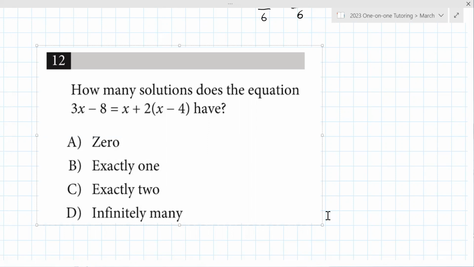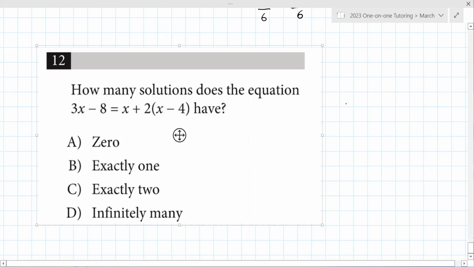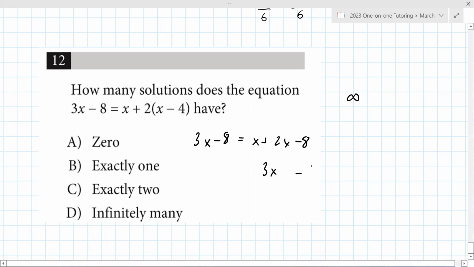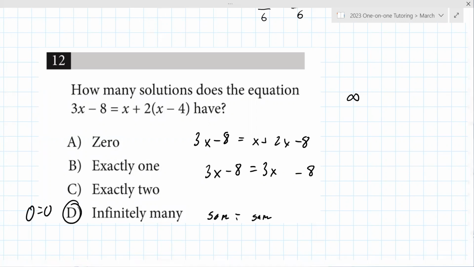Is the answer D? Infinitely many. Let's take a look here. So 3x minus 8 equals x plus 2x minus 8. And so 3x minus 8, 3x minus 8. So if it's the same on the left and the right, which is really like what we've been saying, like if you get 0 equals 0, but really it's the same equals the same. So yes, it is. Good.